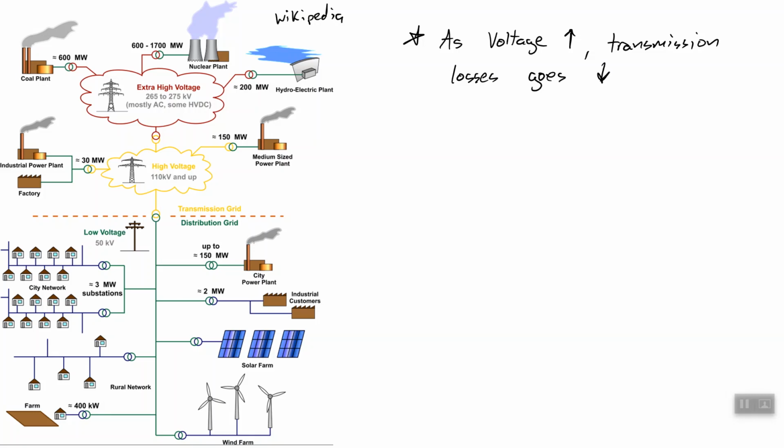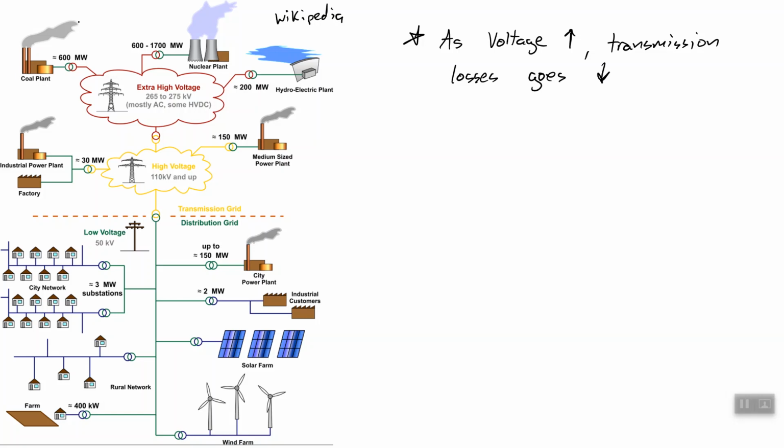Okay, so on the left is this diagram, which I failed to cite my source, but I got it from, of course, Wikipedia. And this kind of shows a few different aspects of the grid. And I think the first point to understand is that as the voltage in the power lines goes up, then the amount of energy we lose as we transmit it from the power plant goes down. So as voltage goes up, transmission losses go down.